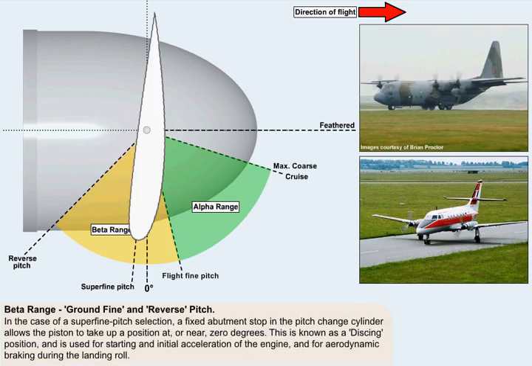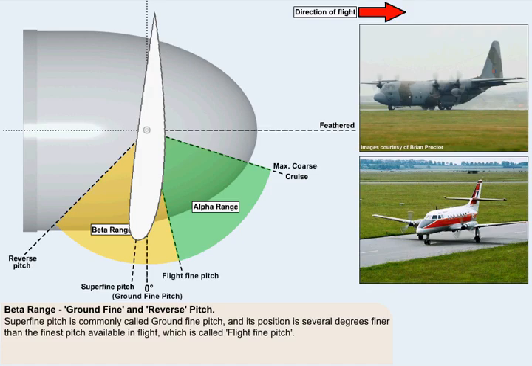In the case of a superfine pitch selection, a fixed abutment stop in the pitch change cylinder allows the piston to take up a position at or near 0 degrees. This is known as a disking position, and is used for starting and initial acceleration of the engine, and for aerodynamic braking during the landing roll. Superfine pitch is commonly called ground fine pitch, and its position is several degrees finer than the finest pitch available in flight, which is called flight fine pitch.